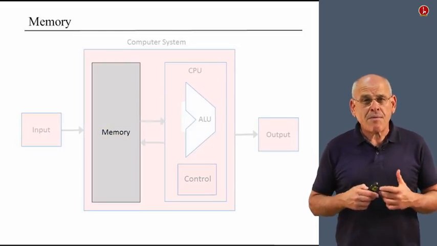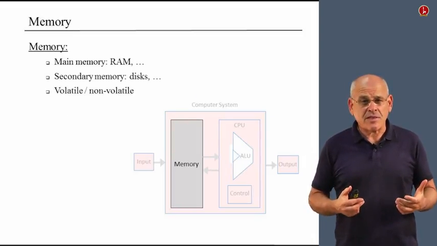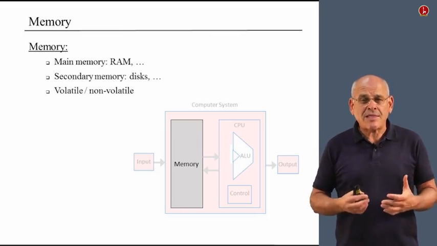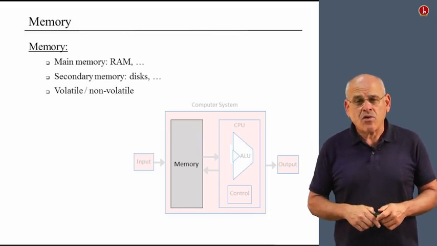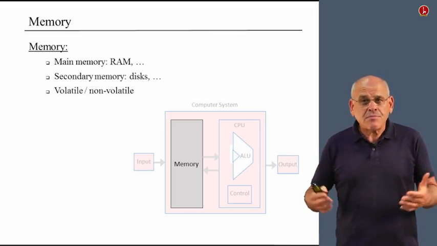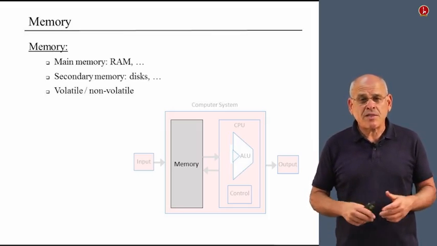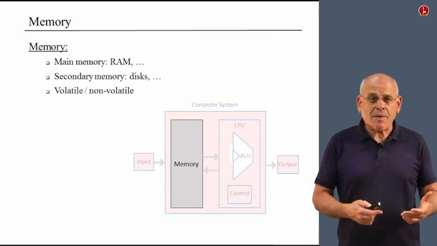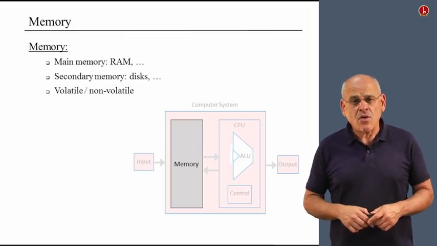Now, when we say memory in computer hardware, we mean many different things. First of all, there's main memory, which consists of the memory that resides actually inside the computer and hardwired into the computer's motherboard. And this main memory also divides into several different categories of memories. The most famous one is called RAM, or the random access memory. And then there's secondary memory, like hard disks and memory sticks and so on.